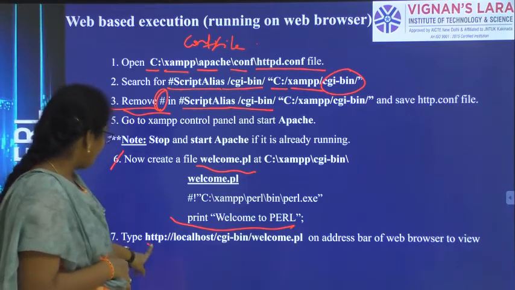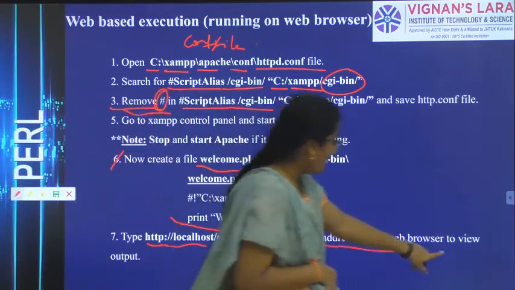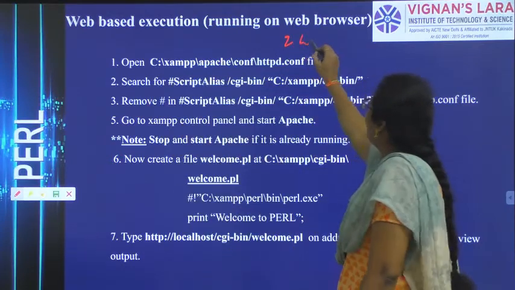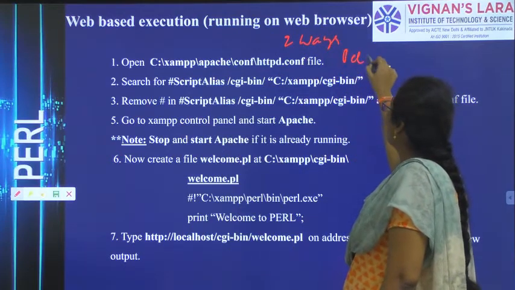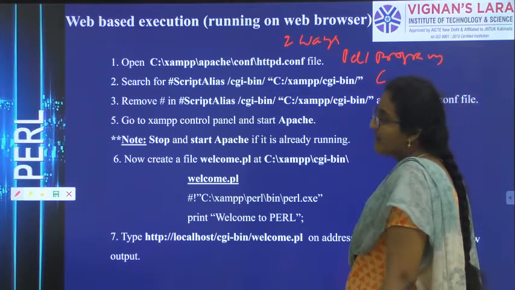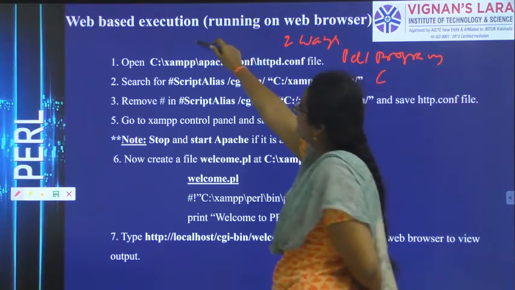So you should type http localhost cgi-bin welcome.py in the address bar of the web browser to view the output. So we have two ways to execute the parallel program. The first one is command line execution, which is very simple. The second one is web-based execution.